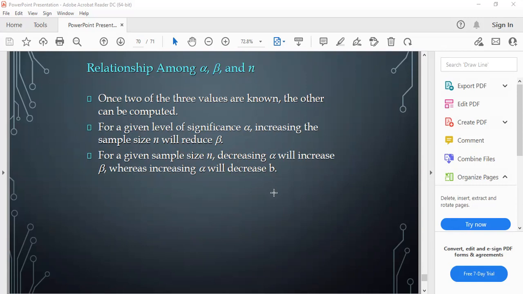Because for a given sample size, when you increase this alpha, suppose earlier your alpha was 0.01, now you increase it to 0.05, so what happened, it will just move towards left. Understood? So when you increase it from 1% to 5% or 5% to 10%, then obviously it will move towards left.